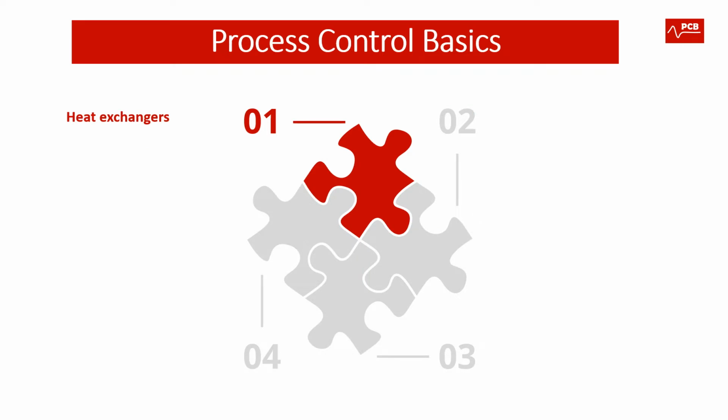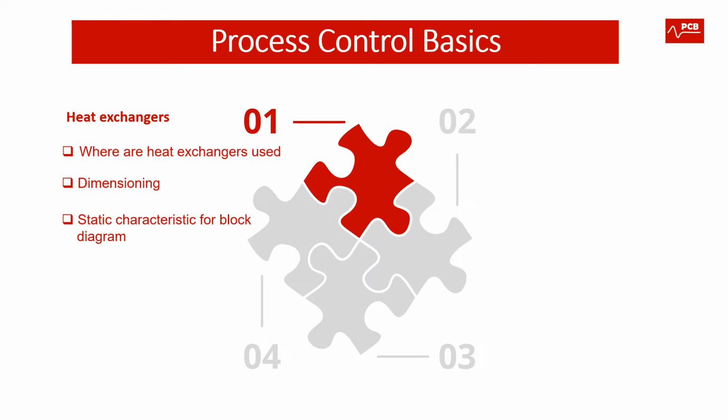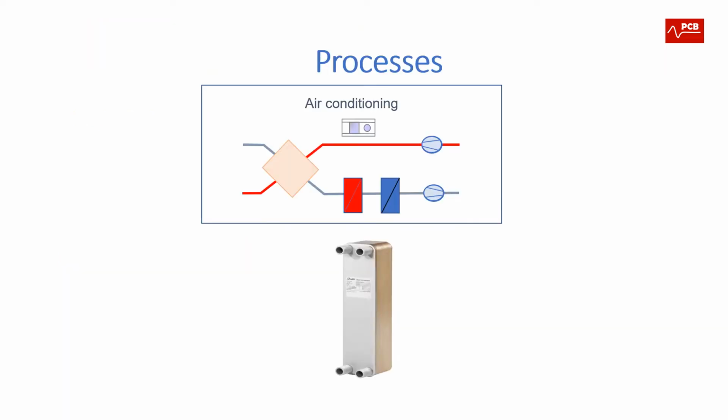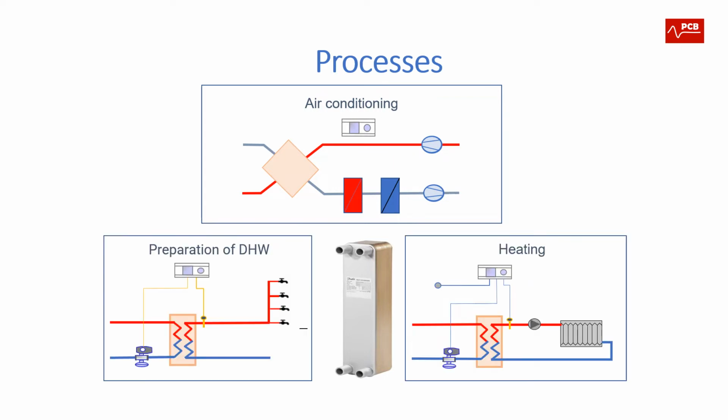In this video, we will see the following. Where are heat exchangers used? Dimensioning, static characteristic, and source of nonlinearity and linearization. So we are interested in the following processes: air conditioning, heating, and preparation of domestic hot water.